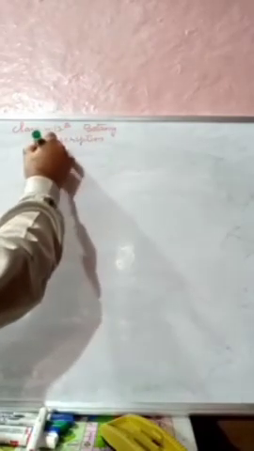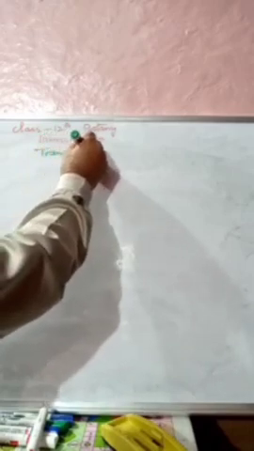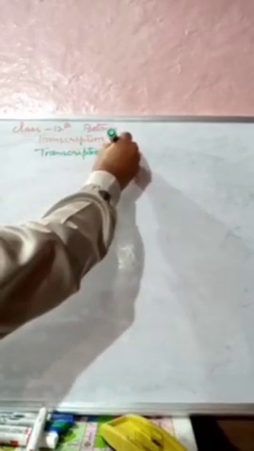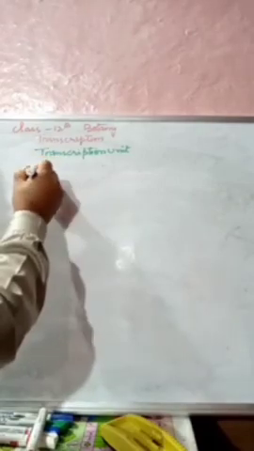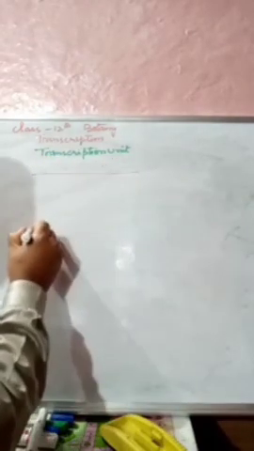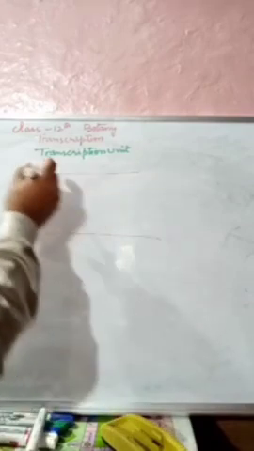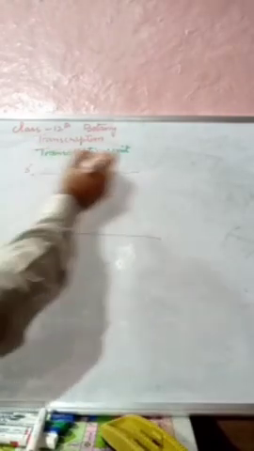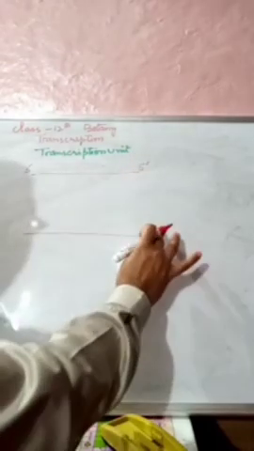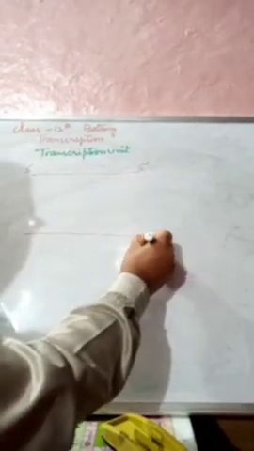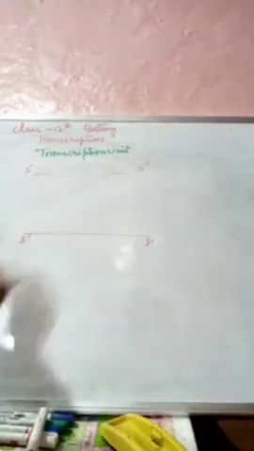Now let us draw the transcription unit. Suppose these are the 2 strands of DNA, this and this. This one is from 3' to 5', and these are anti-parallel, which I have already discussed. This is from 3' to 5', like this.